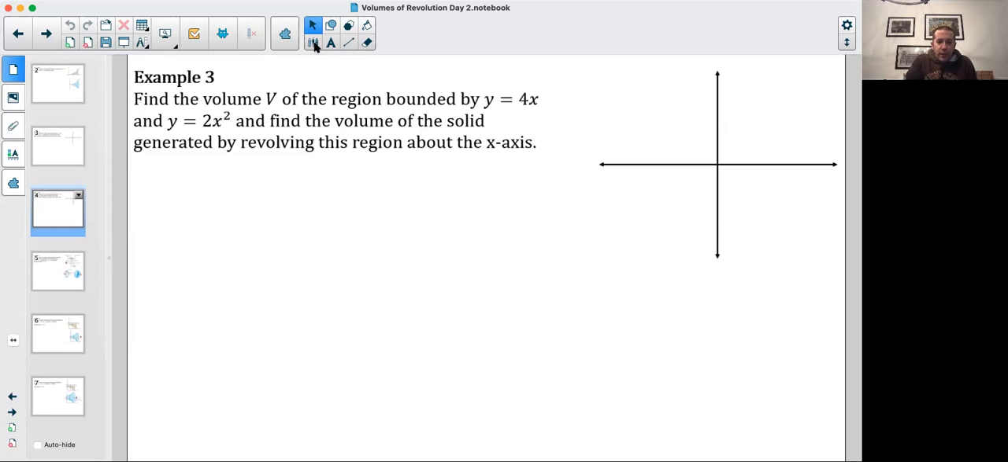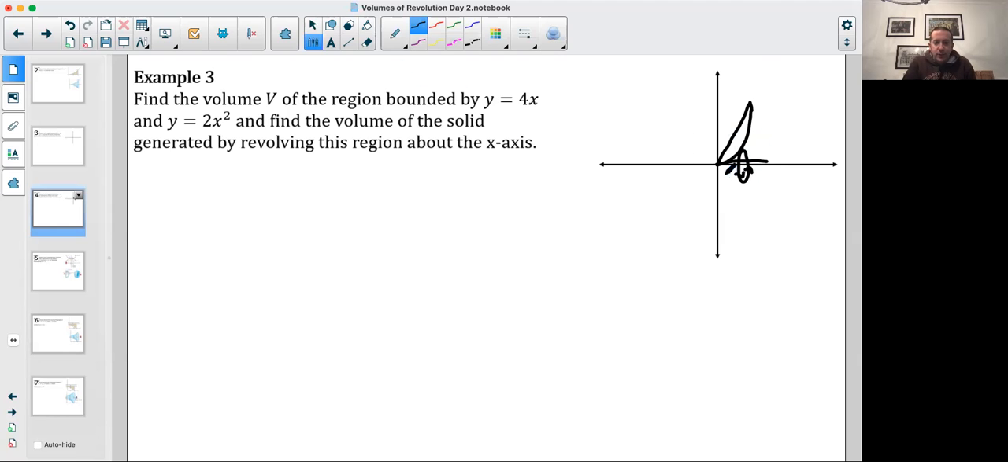So this is your typical washer problem here. You have this curve y equals 2x squared, which we know is a parabola like this. And you have this line y equals 4x, which is a straight line, looks something like this. And it says to revolve it around the x-axis. So we're going to spin it around this way.